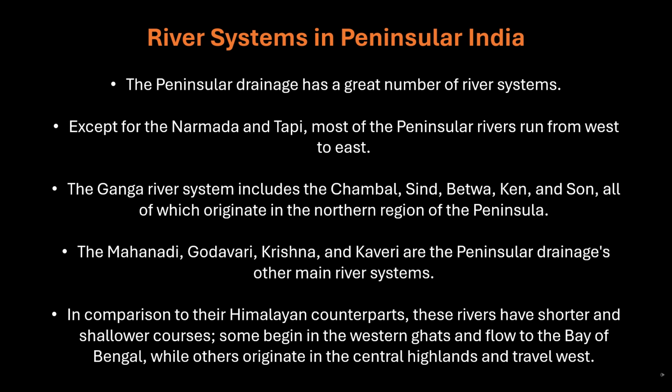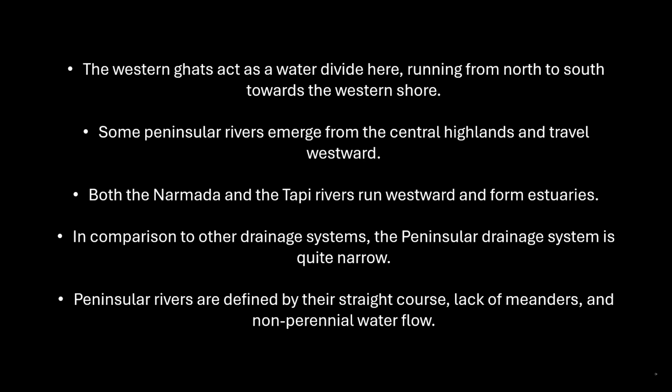In comparison to their Himalayan counterparts, these rivers have shorter and shallower courses. Some begin in the Western Ghats and flow to the Bay of Bengal, while others originate in the Central Highlands and travel west. The Western Ghats act as a water divide here, running from north to south towards the western shore. Some peninsular rivers emerge from the Central Highlands and travel westward. Both the Narmada and the Tapi rivers run westward and form estuaries.